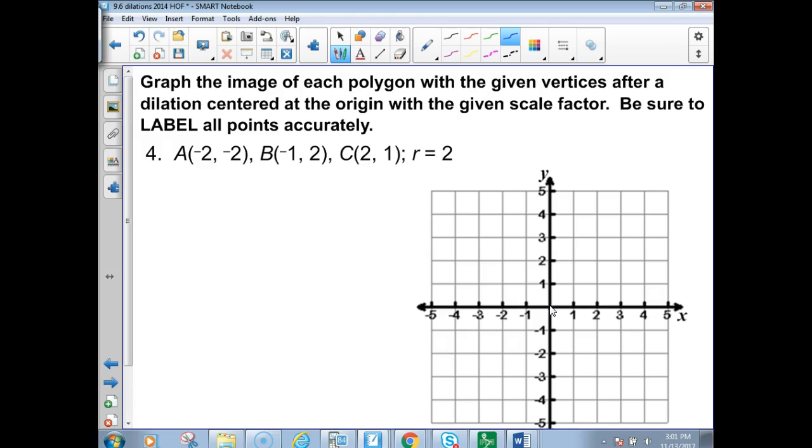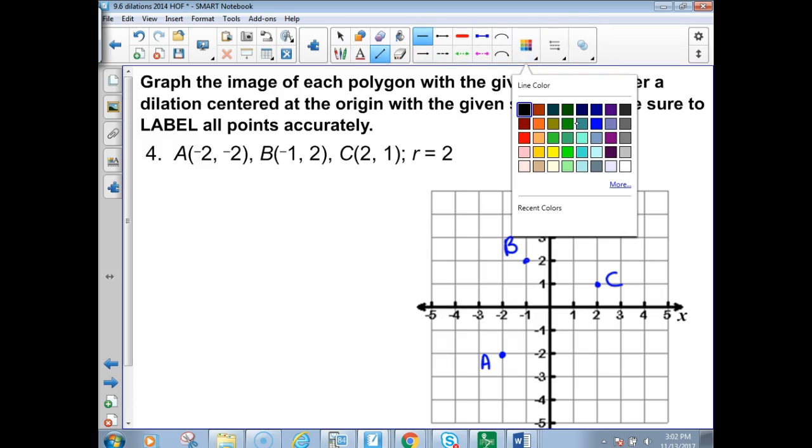All right, plotting points. Remember to be careful plotting your points correctly. X comes first, then Y, so left or right, and then up or down. So -2, -2, point A, -1, 2, point B, and 2, 1 for C. Grab your straight edge and connect them.